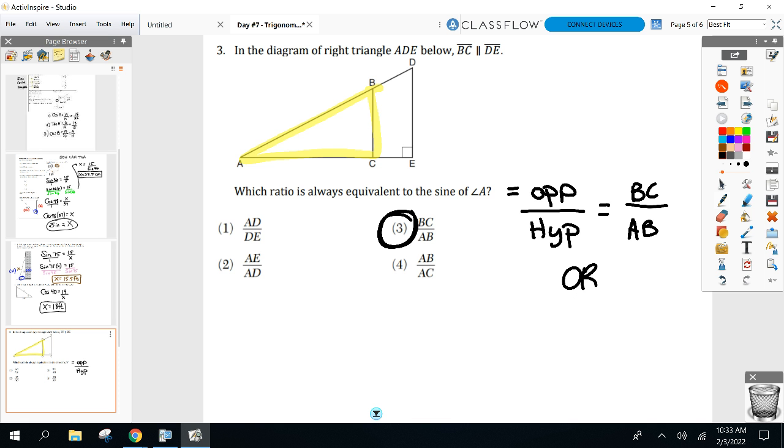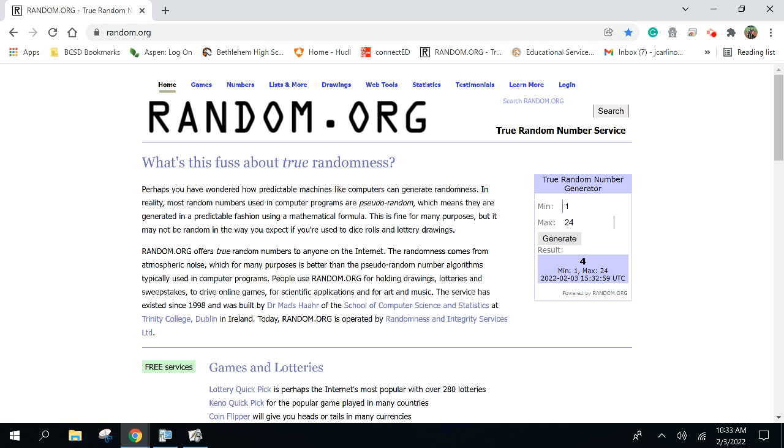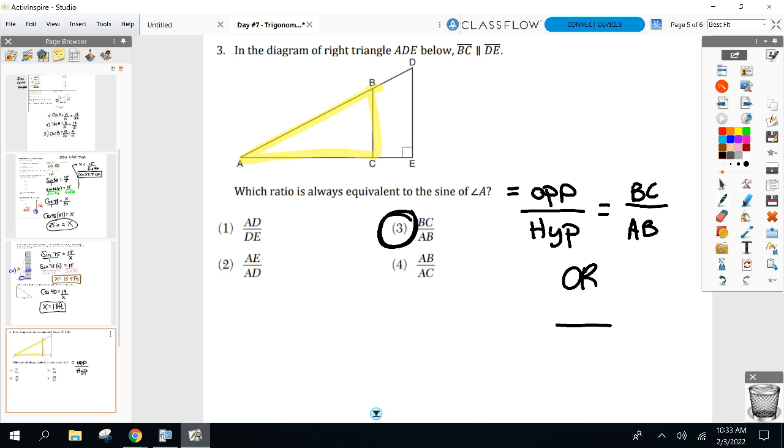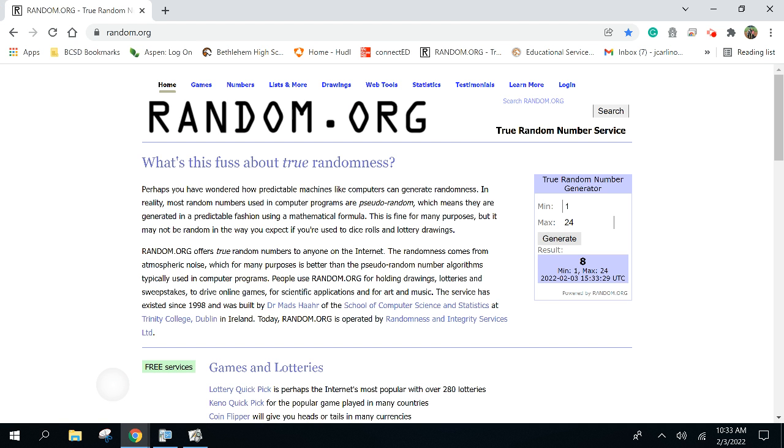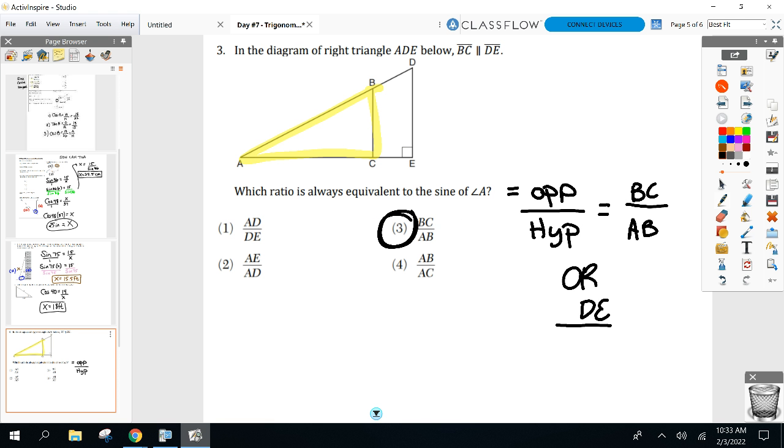So that means we got to go to the big triangle now, right? So what else would be a possible option if that wasn't a selection? Name the opposite side in the big triangle now. BC over AB is not an option, pretending it's not an option. So let me use the large right triangle now. What's opposite angle A in the large right triangle? DE. And what would be my hypotenuse for that triangle? AD. So both of these are correct.